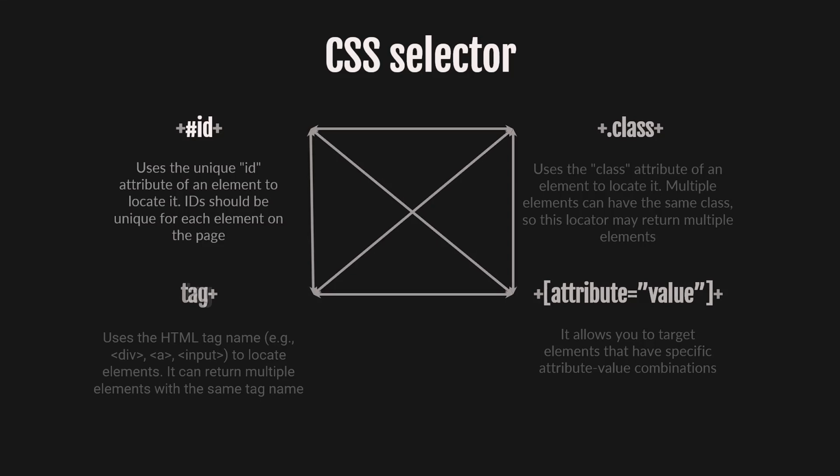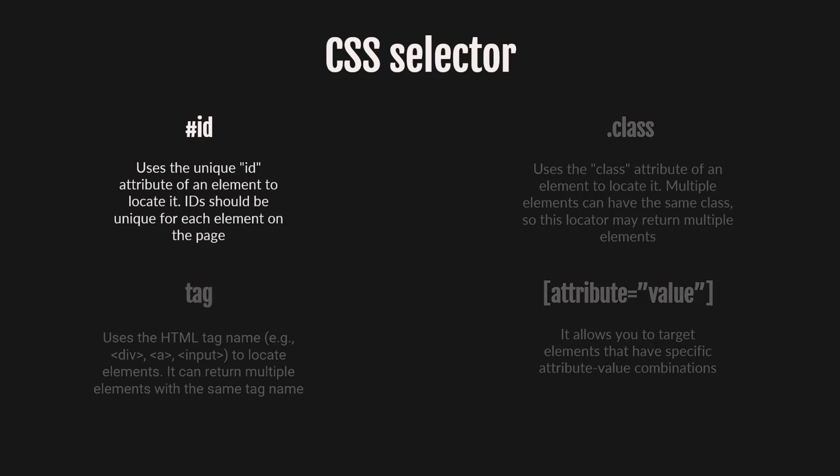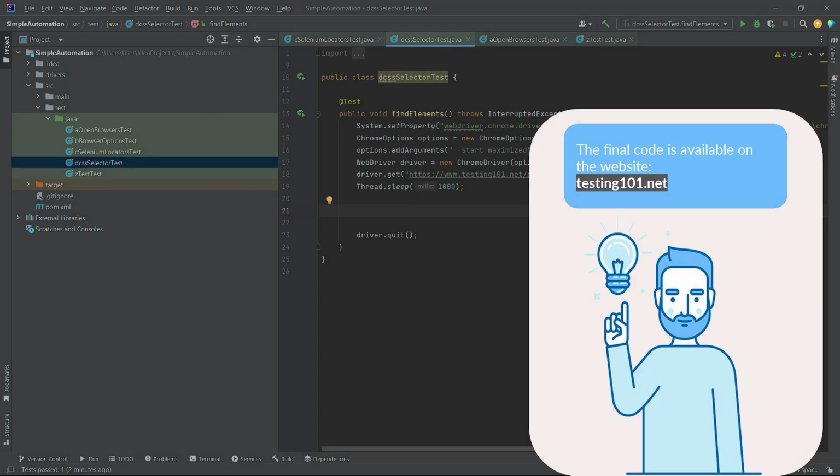For now, let's learn about each locator individually, just as we did in the previous video with simple locators. Let's begin with the ID attribute, as we're already aware that it uses the unique ID attribute of an element for localization. Let's move on to the IntelliJ IDEA.